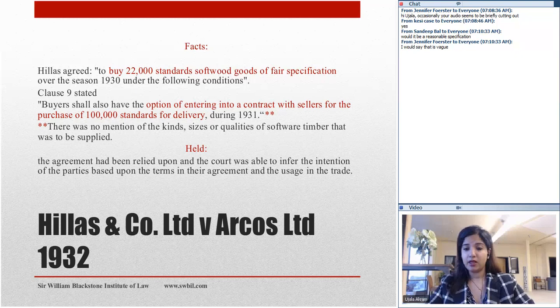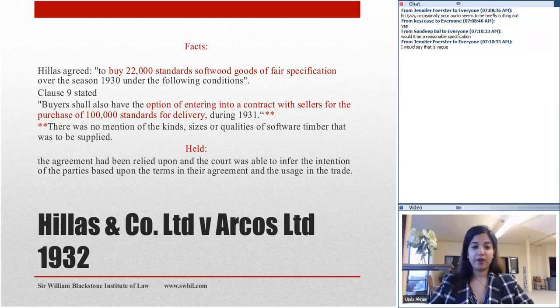Lord Tomlin thought that the option implicitly referred to 100,000 standards of fair specification, like the first term of the sale of 22,000 standards of fair specification. So they compared the 100,000 standards with the first batch of timber, 22,000 standards. Okay, so they said that it is implied that they are talking about the same kind of standard, even though it did not expressly say so.